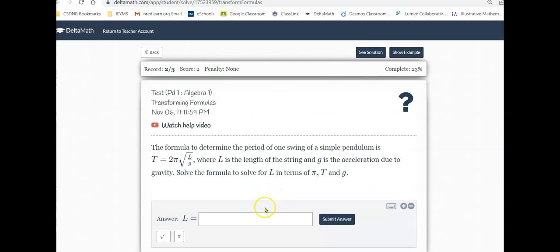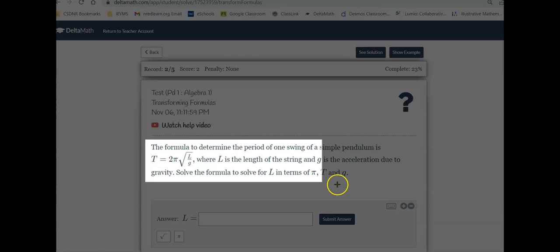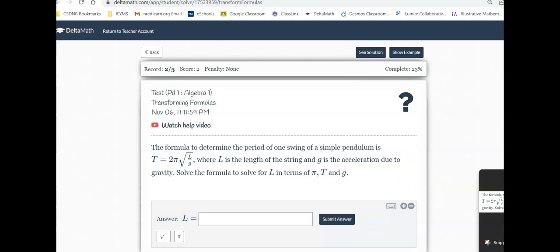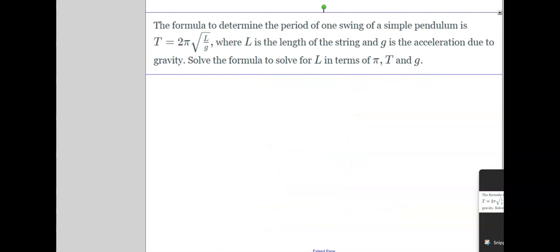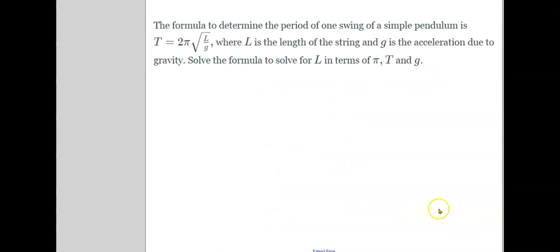Okay, here we go. Let's take a look at this one. And I know when you read it, you start to get overwhelmed, but just focus on the question. Solve the formula for L. That's it. Get L by itself. The fact that this formula is used to determine the period of one swing of a pendulum doesn't really matter. You don't need to know what acceleration is, or the string, or what a pendulum is. You just need to know that this is your starting formula, and we want to get L by itself.